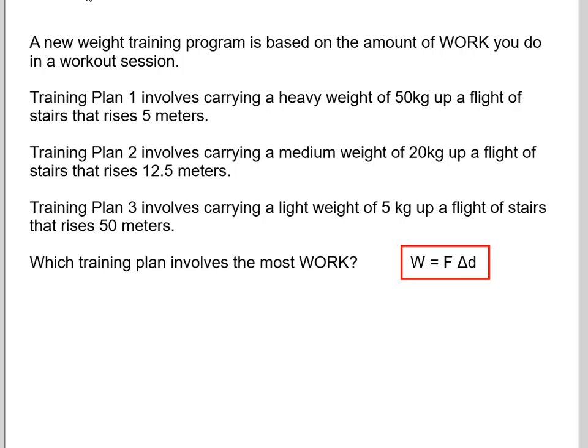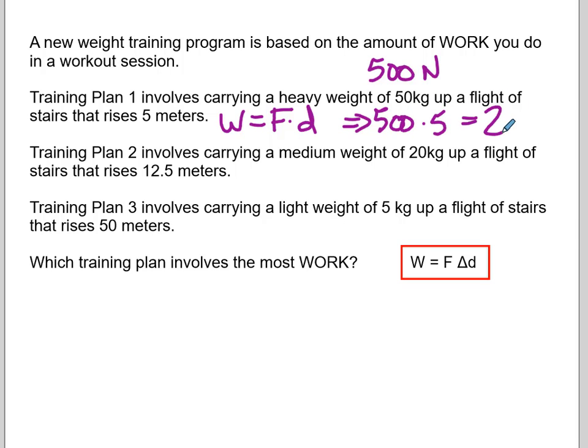Okay, so training plan 1 involves carrying a heavy weight of 50 kilograms up a flight of stairs that rises 5 meters. So I'm just going to convert that 50 kilograms. I'm going to use 10 for gravity. So that takes a 500 Newton force. So if I use a 500 Newton force to carry this heavy weight up 5 meters, and I use work equals force times displacement, then that's going to lead to 500 times 5, and that's going to be 2,500 joules.